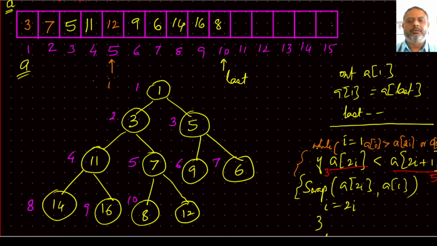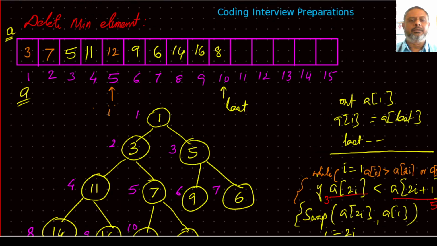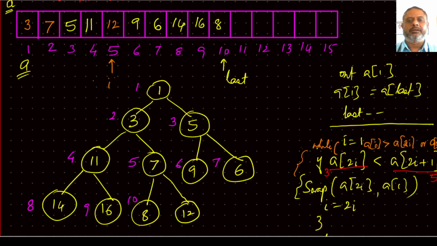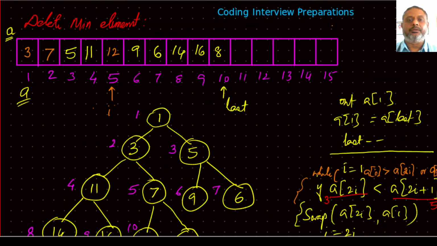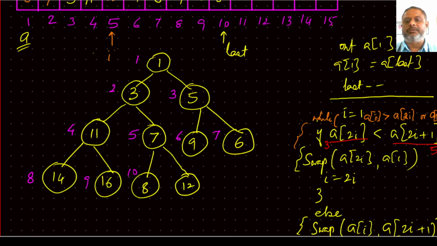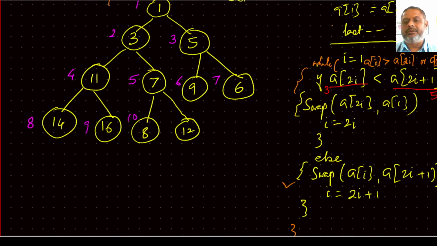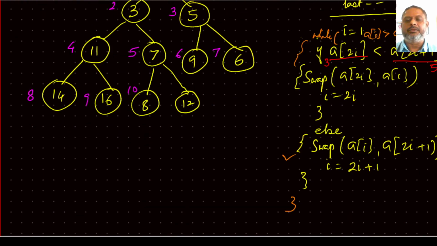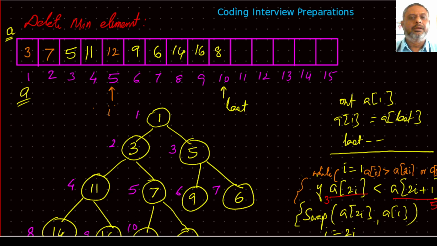So what is that? The next value is 2I, that is 10, and that's the last element. Of course, 10 plus 1, 11 does not exist. We need to check for that. Once that is done, then we can make sure to put all infinities to begin with. That will solve our problem.